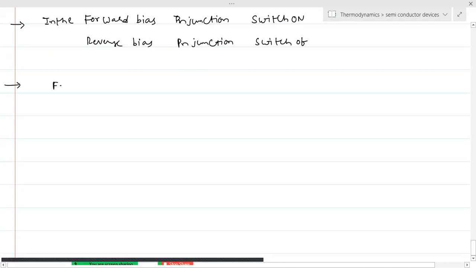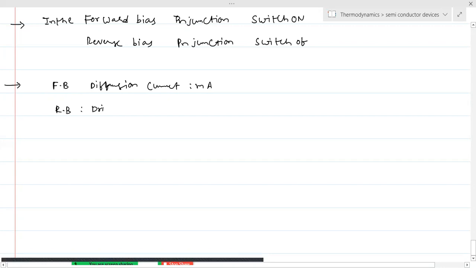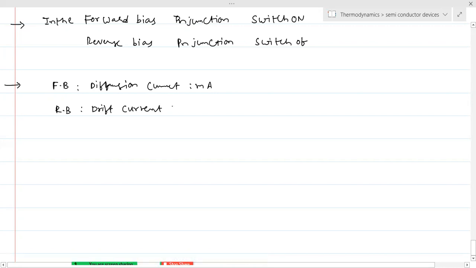And in forward bias, the current is due to the majority charge carriers, that is the diffusion current. Diffusion current is in the order of milliamperes. In the reverse bias of the PN junction diode, we have drift current, that is in the order of microamperes.